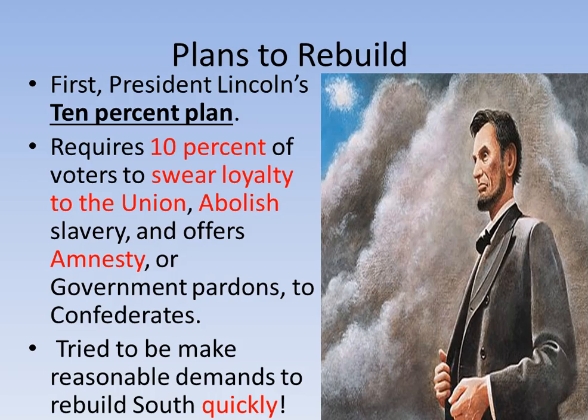So the Confederates that rose up against him, he says, look, I forgive you. Make sure that 10% of your voters swear loyalty to the Union, and make sure that you abolish slavery, and you can come right back to the Union, no questions asked. All right? Lincoln is all about trying to be reasonable. He believes that it's better to just rebuild the South as fast as we can, as opposed to trying to punish them and worry about how we're going to do that. He wants the Union to be strong, and he believes in order for a strong Union to be formed, the South has to be strong too. All right? And so President Lincoln comes up with his 10% plan.